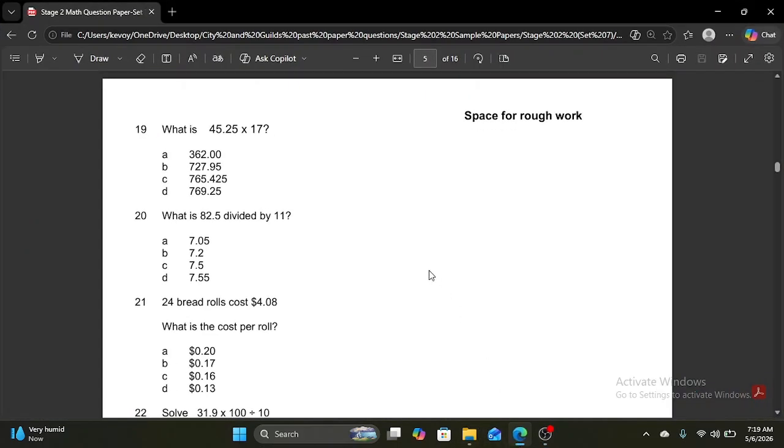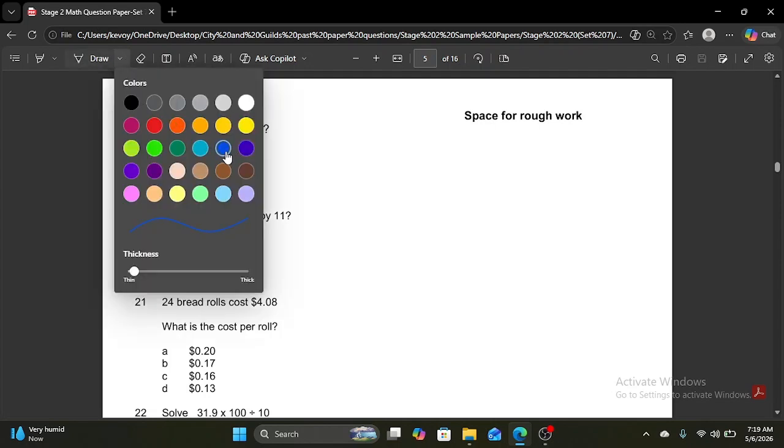Alright, so we're back with part 2 of the video where we're going through Stage 2 City and Guilds sample paper, set 7. I did part 1 last night, and we're going to see if we can complete it. So this is part 2 of the video. We're on question 20, and we're just going to quickly move right along.